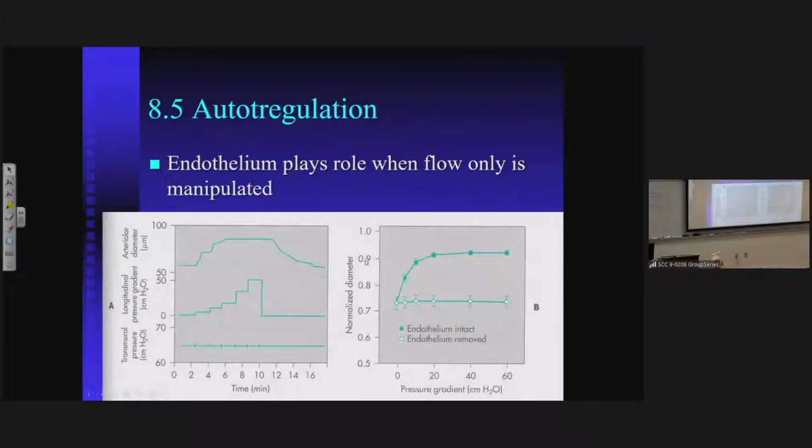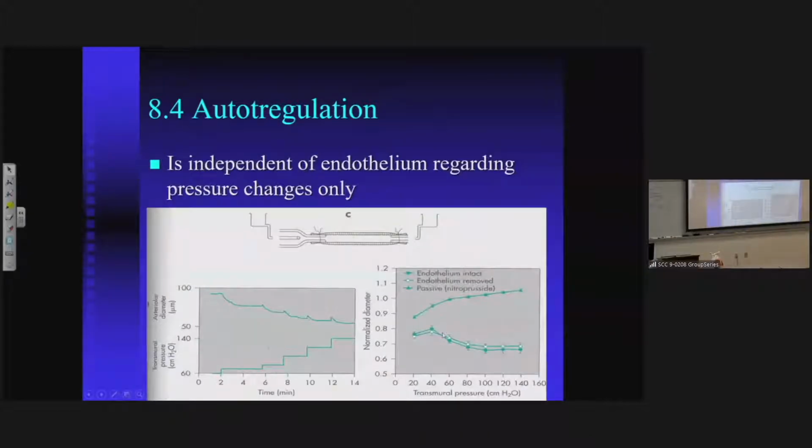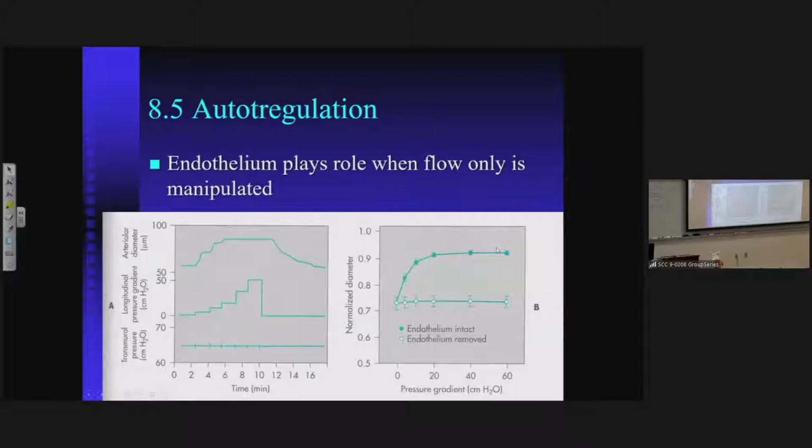Okay, so myogenic is pressure. High pressure gradient causes vasoconstriction. The endothelium is sensitive to flow. High flow rates cause vasodilation. Right there. And that's it. Those are kind of 2 new things we're learning in this section.